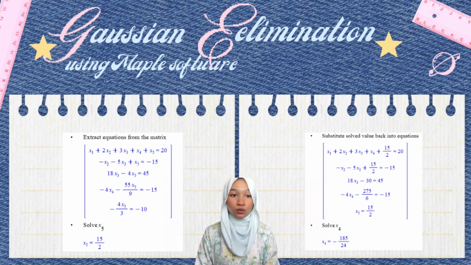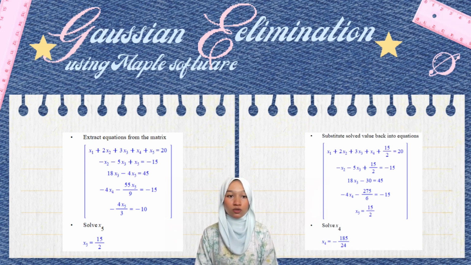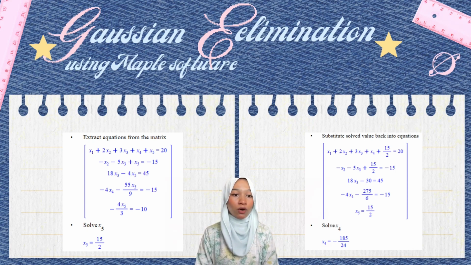Row 1: x1 plus 2x2 plus 3x3 plus x4 plus x5 equals 20. Row 2: negative x2 minus 5x3 plus x5 equals negative 15. Row 3: 18x3 minus 4x5 equals 45. Row 4: negative 4x4 minus 55 over 9 x5 equals negative 15. And lastly, row 5: negative 4 over 3 x5 equals negative 10. And we solve for x5 equals 15 over 2.